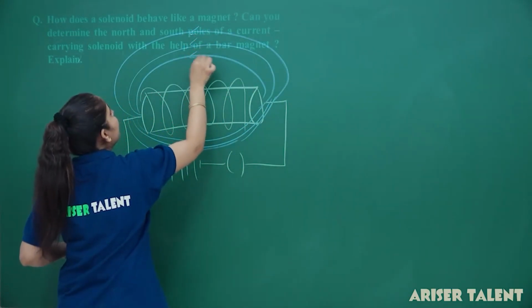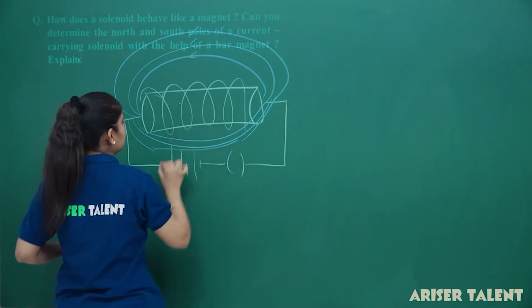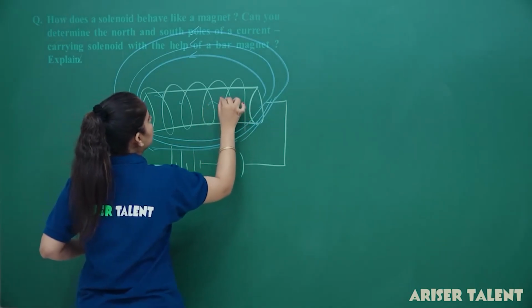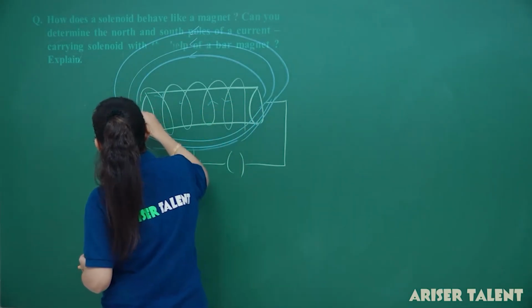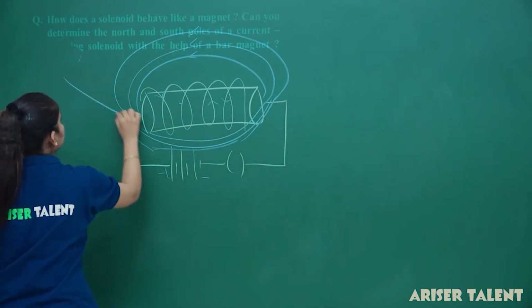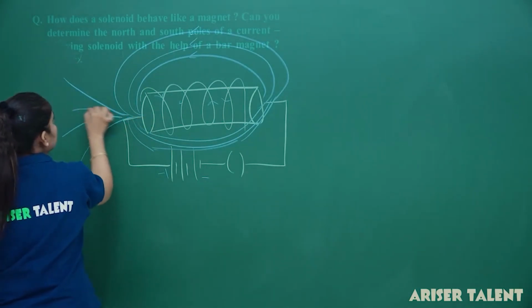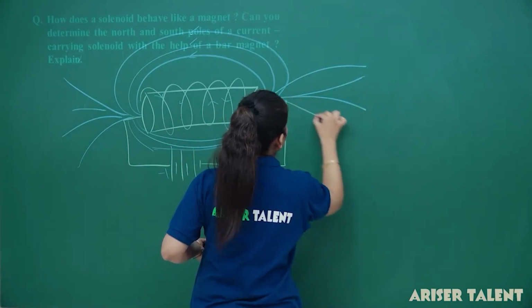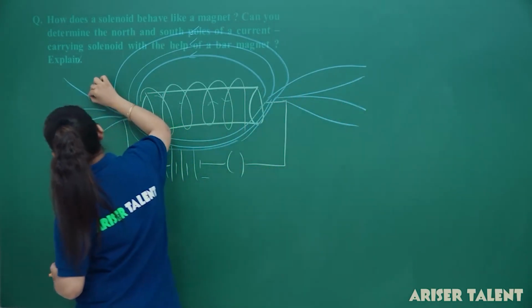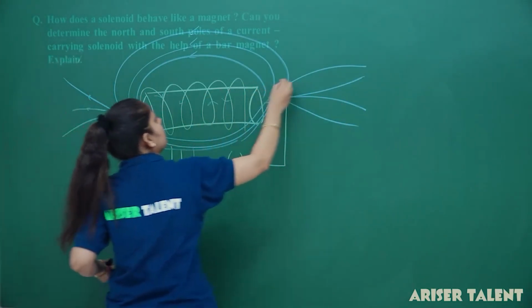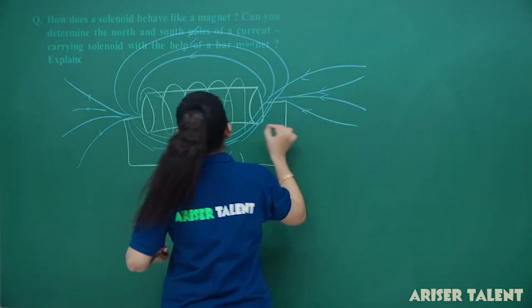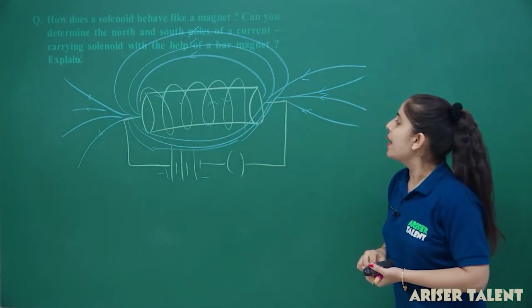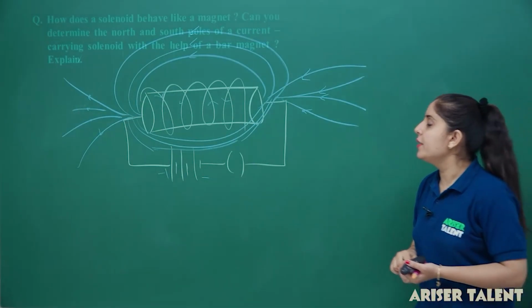And its direction will be like this. So, this is how the magnetic field lines due to a solenoid can be made.